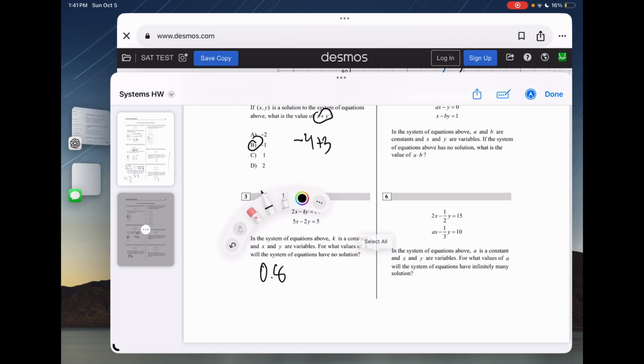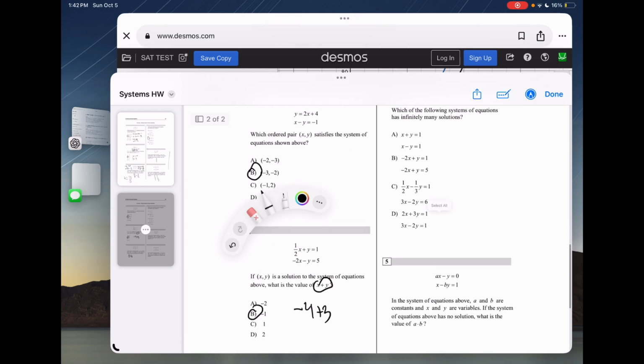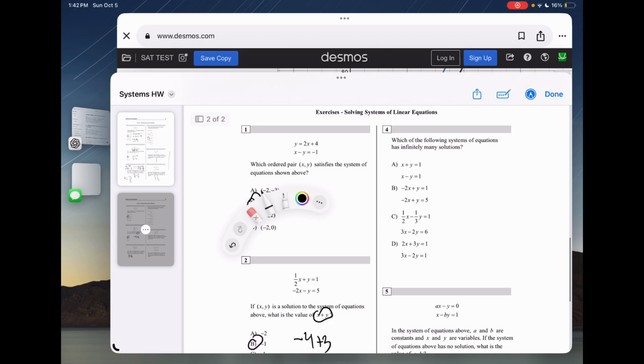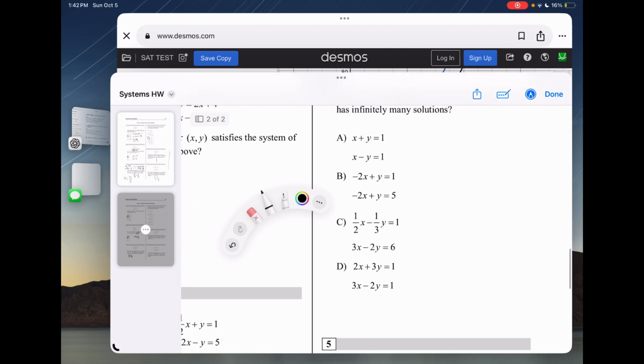Now on to number 4. Which of the following systems of equations has infinitely many solutions? So in this case, we're looking for the two equations that make the exact same line, which means the slopes have to be the same and their y-intercept has to be the same. So we're not going to use Desmos for this one because there's much easier ways to do this. We're just going to solve each equation for y, putting the equations in terms of y.